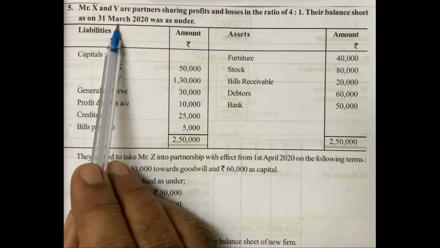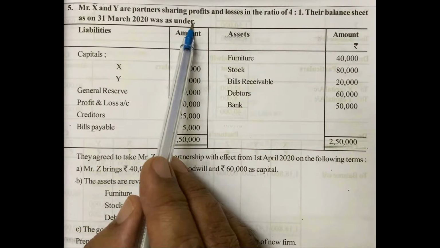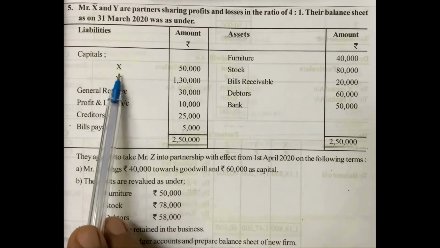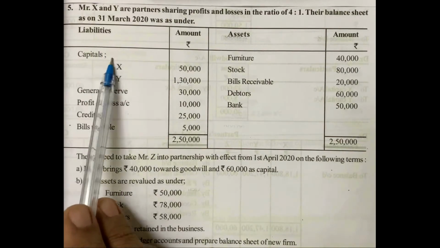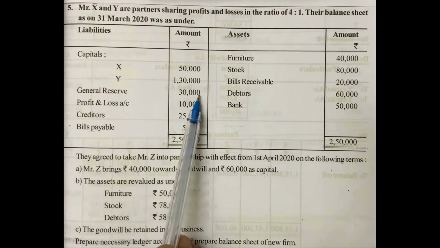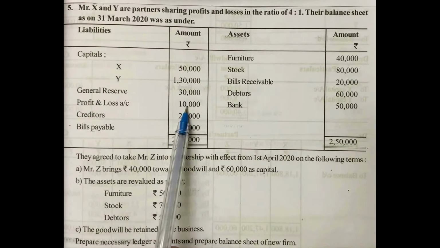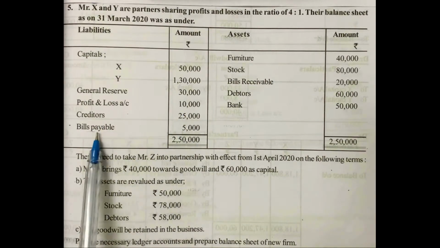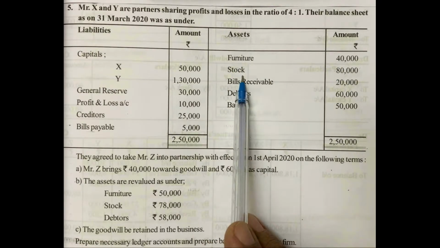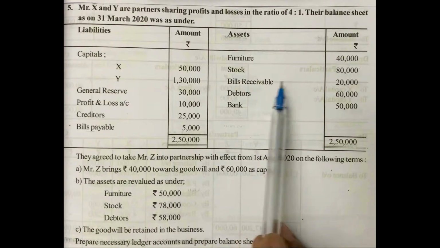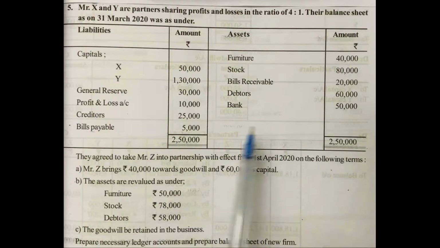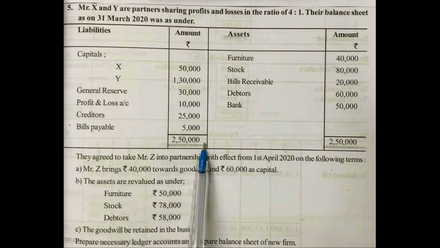Their balance sheet as on 31st March 2020 was as under. This is called the old balance sheet because it contains the details of the old partners. Liability side: capitals of X and Y 50,000 and 1,30,000, general reserve 30,000, profit and loss account 10,000, creditors 25,000, bills payable 5,000 rupees. Asset side: furniture 40,000, stock 80,000, bills receivable 20,000, debtors 60,000, bank 50,000. Both sides' totals are 2,50,000 rupees.